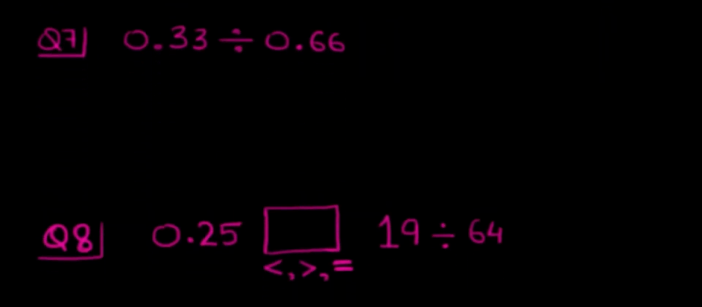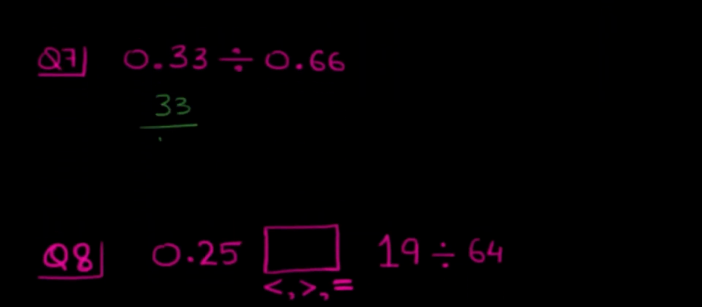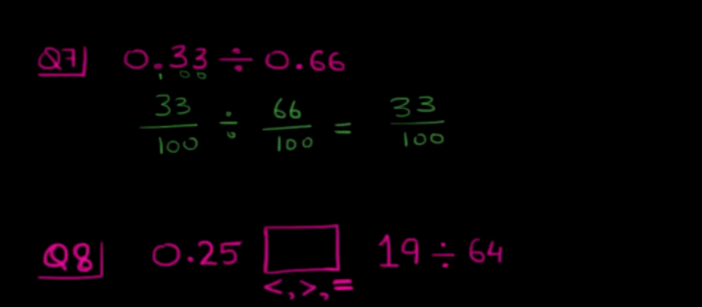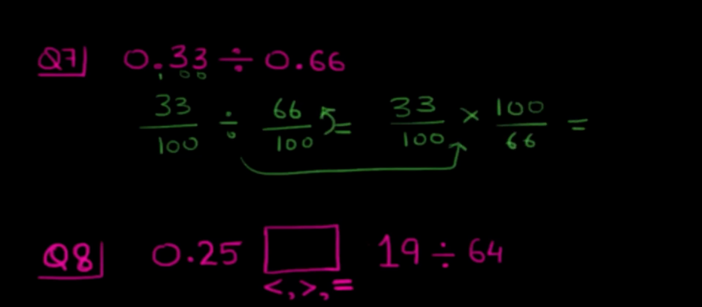Next question. Again, same thing. What I would do is convert it to a fraction, 100. That's 100, divided by 66 over 100. That gives me the first fraction stays the same. Division changes that to multiplication. The fraction flips over. And so many things are cancelling out.